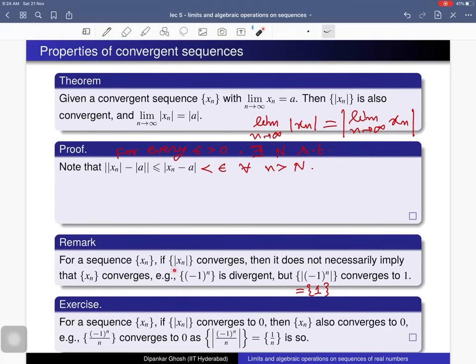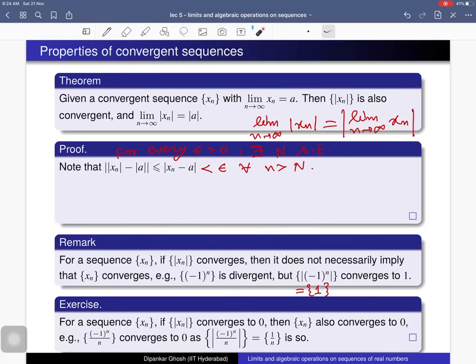However, if the sequence of absolute values converges to 0, then you can say that this sequence converges to 0. So this is an exercise: for a sequence xn, if the sequence of absolute values converges to 0, then this sequence is also a convergent sequence and it converges to 0. So one can verify that, one can prove that. I'll give this thing as an exercise.